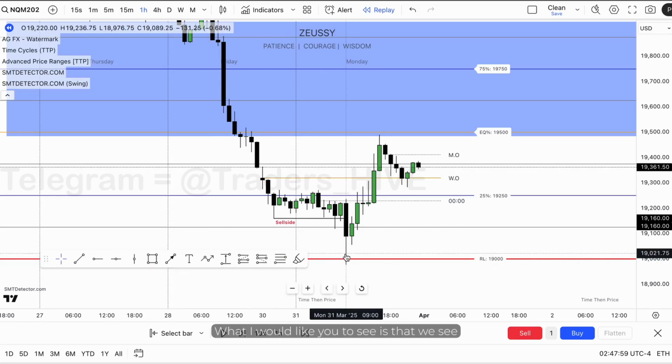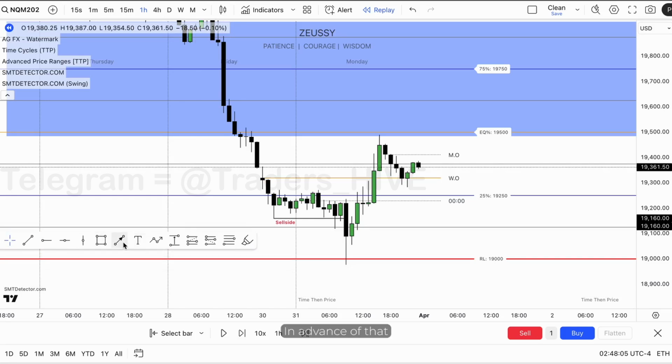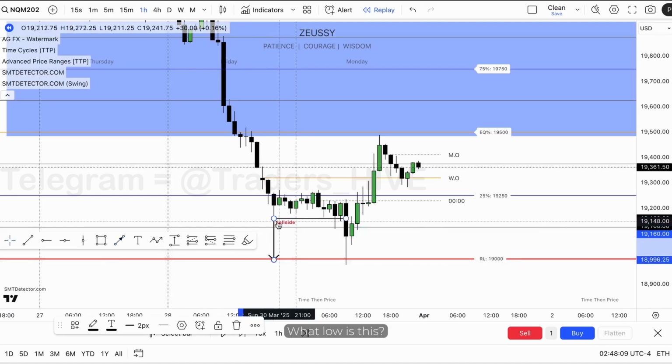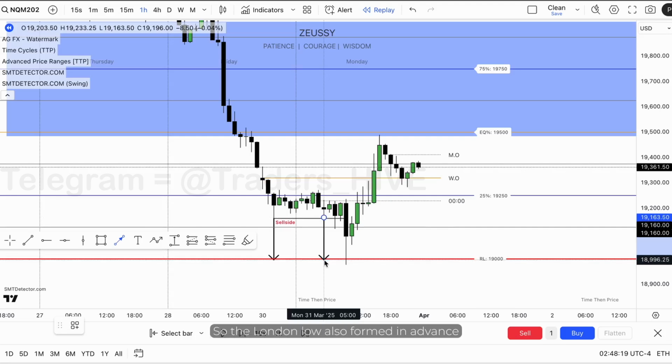But what I would like to see is that we see liquidity be engineered in advance of what? In advance of that 90,000 price level right here. What low is this? This is the Asia low. When we pay attention to where the London low formed, what I would like to see is that the London low formed right here. So the London low also formed in advance of that 90,000 price level.